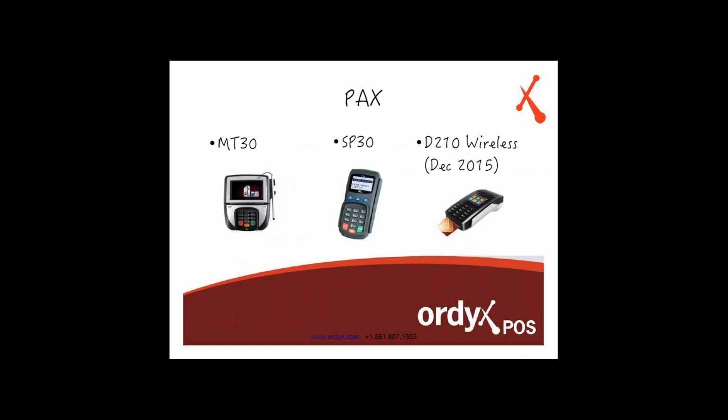And going over to PAX, the MT30, the SV30, and they also have a wireless model that they again told us will be out in December 2015, the D210 wireless. These are going to be pretty good when it has to deal with the tip adjustment changes that have to happen with EMV. This will be good so that you can take this over to the customers at the table, and they can just insert the card and input the tip that they want to put in there, to kind of mitigate that dynamic change that will happen once the tip adjustment has to change because of the EMV.